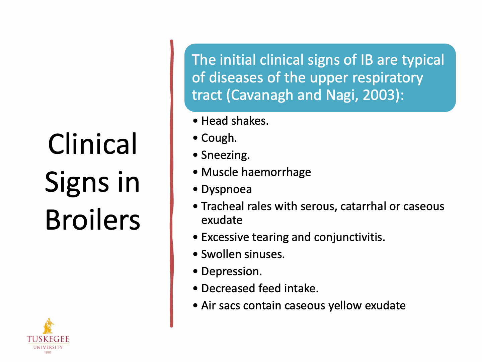So, excessive tearing and conjunctivitis: you see them tearing, and sometimes the eyes are swollen, and there are swollen sinuses, depression, and decreased feed intake. Birds that are already struggling with cough and sneezing lose their appetite because they are conserving energy, weak, and so they eat less. And then the air sacs may contain caseous yellow exudates.